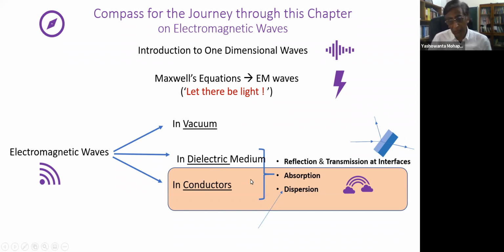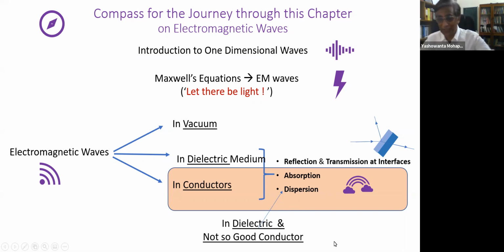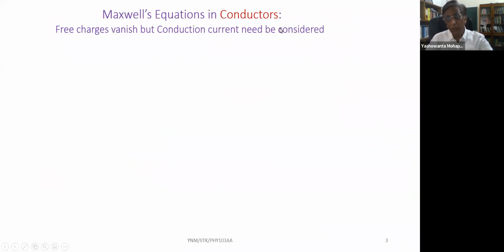Okay, so specifically there will be loss now. And we'll also do dispersion, which would be in dielectric and not so good conductors, as we'll see. So we are following this scheme till we go to absorption and dispersion. Maxwell's equations in conductors: the conductors, of course, can't sustain free charges. That we know. They all go to the surface, and if there's extra charge, it simply vanishes.